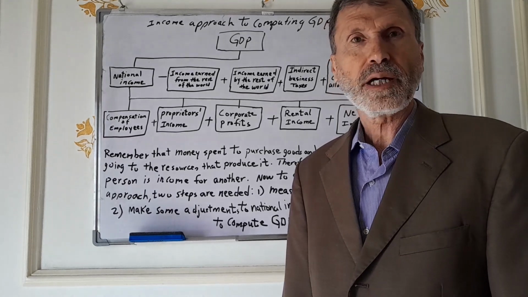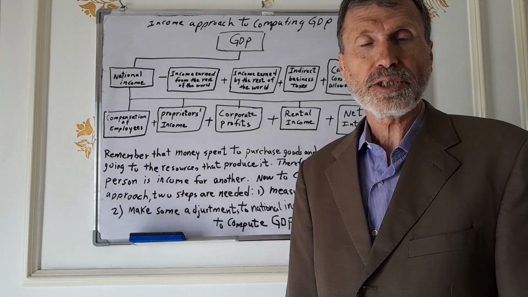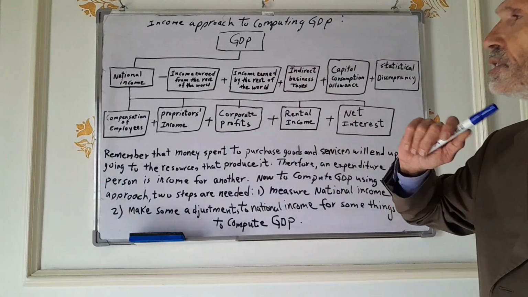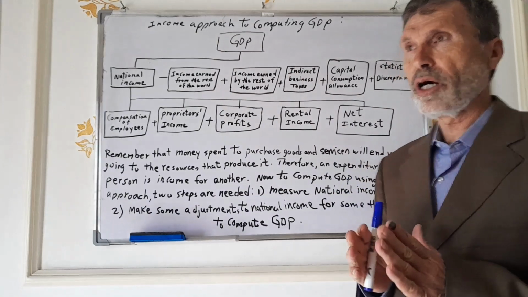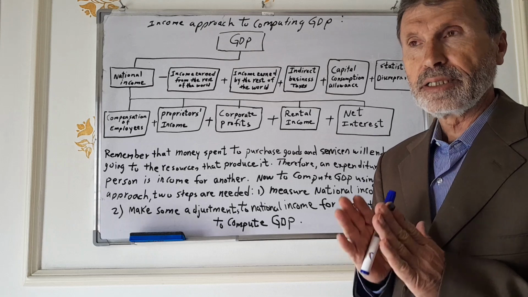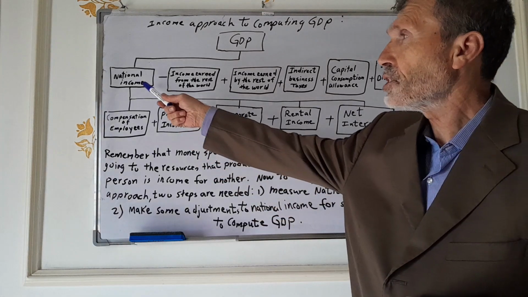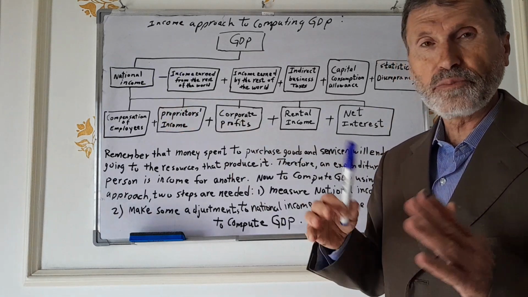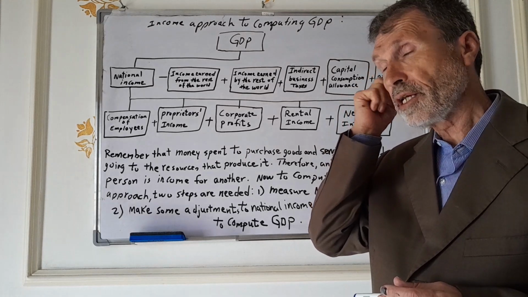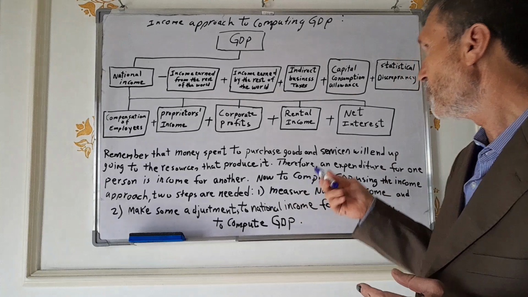Okay, now we move to the other approach to computing GDP, which is the income approach. The income approach, as you can see, to computing GDP consists of two steps. The first step is computing national income. And then after computing national income, we have to make certain adjustments to national income for certain things to eventually come up with GDP.